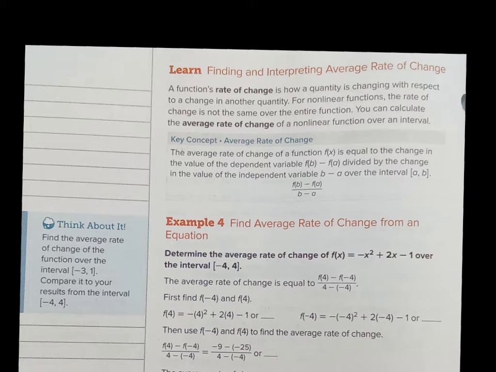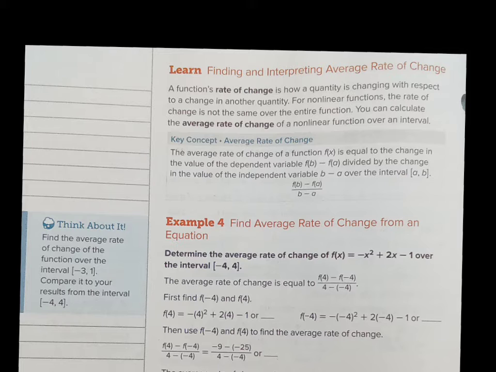Okay, so now we're going to move on to this idea of rate of change, and it gives a definition here. You need to be able to identify this. A function's rate of change is how a quantity is changing with respect to a change in another quantity. And the easy one to think about is your rate while you drive, miles per hour. How is the distance changing over a given time period?